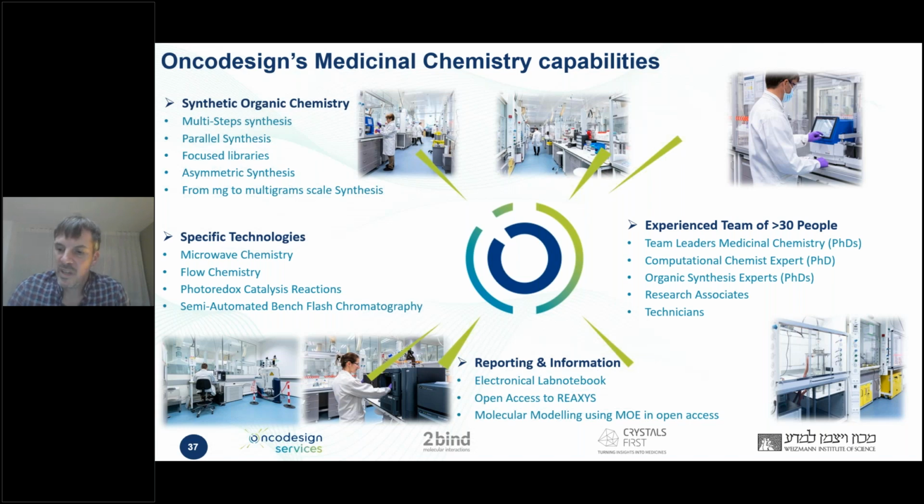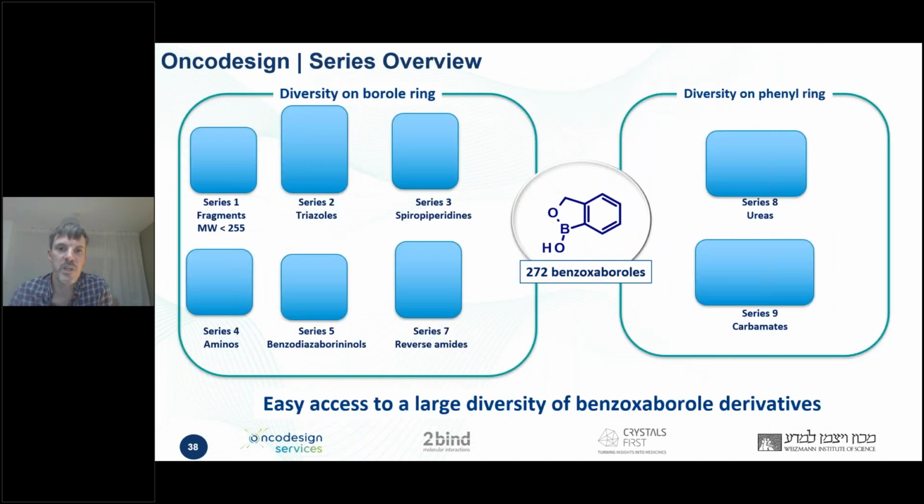We have at Oncodesign capabilities corresponding to the high standard of the pharmaceutical industry, with an experienced team of experts in organic chemistry and medicinal chemists with a strong track record. All new methodologies in organic chemistry can be applied to support the progress of your drug discovery projects. And just to come back to the library of benzoxaboroles available at Oncodesign, we have different series available with a huge diversity on the boron ring or the phenyl ring. And we have easy access to a large diversity using this scaffold.